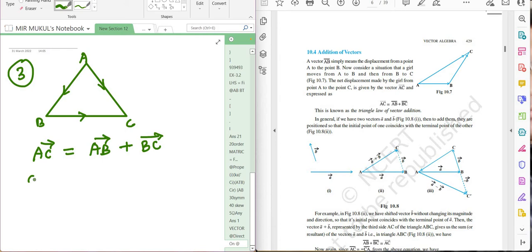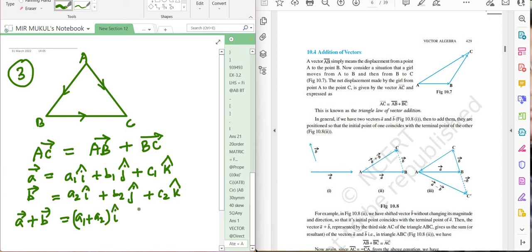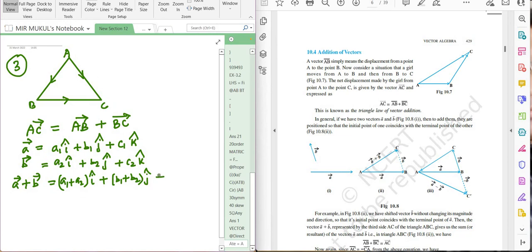And if a vector a is given, like a1 i plus b1 j plus c1 k, and another vector b equals a2 i plus b2 j plus c2 k, then a plus b can be written as, we just add a1 plus a2 i plus b1 plus b2 j plus c1 plus c2 k.